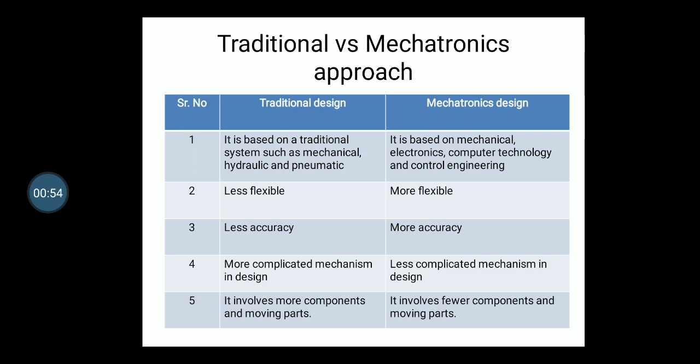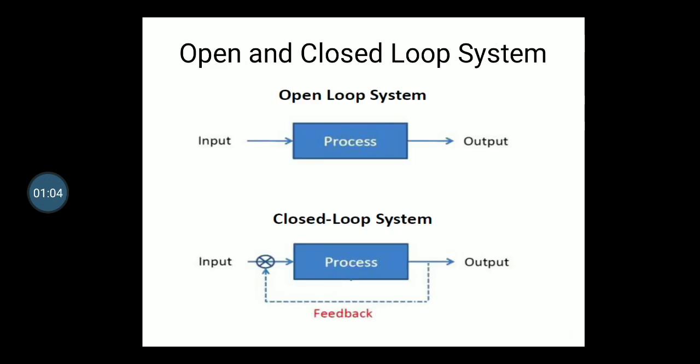Now let us see, because in the mechatronic system the most important thing is the control system, right? So for the control system we have two systems. One is an open loop system and the second one is a closed loop system. From the diagram you can clearly see what we mean by the open loop system and what we mean by the closed loop system. So it is very simple. In the next few minutes we will clearly understand what open and closed loop systems are. Both these systems are from the control system.